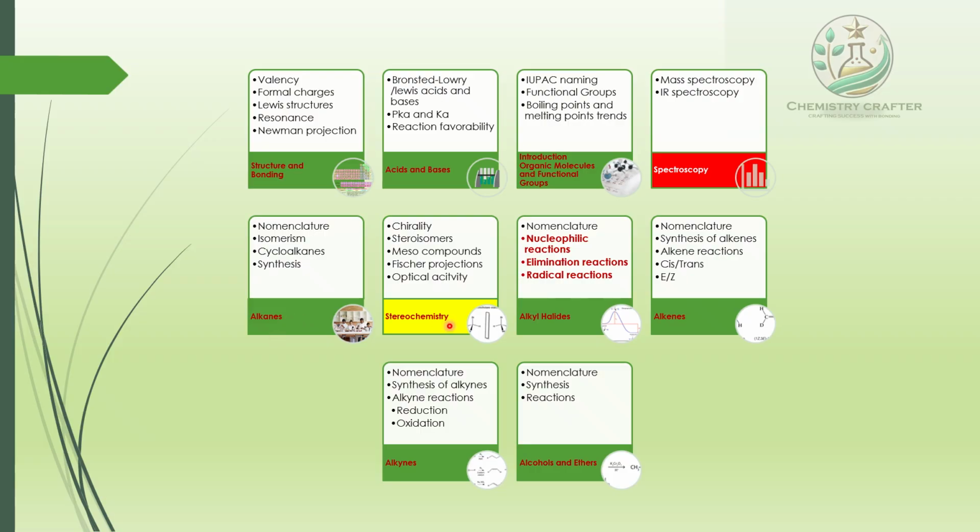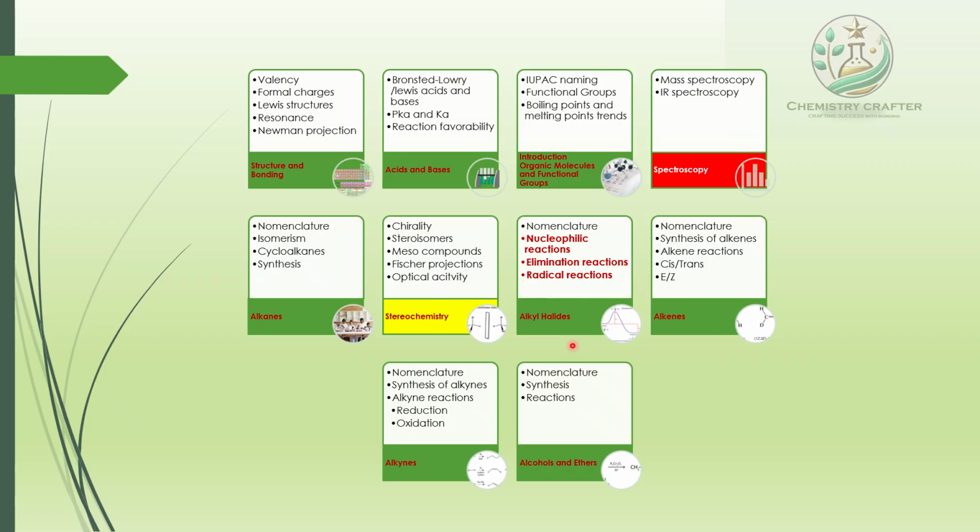Next is stereochemistry. This is one of the important chapters. You see them in MCAT, and this is the one chapter where students struggle a little bit, but it's a very fun chapter. I'll try to make it as fun as possible, where you learn about stereochemistry, stereoisomers, chirality, and Fischer projections. So this is a very special chapter.